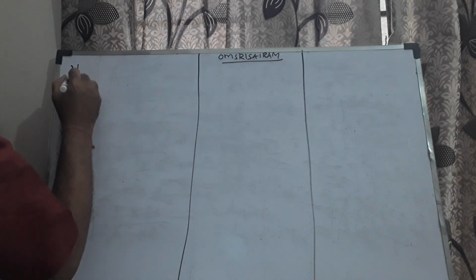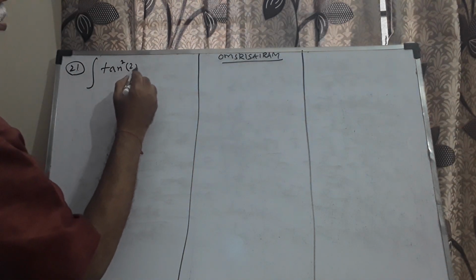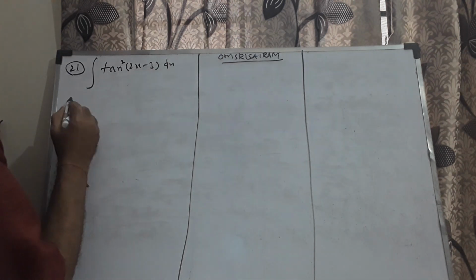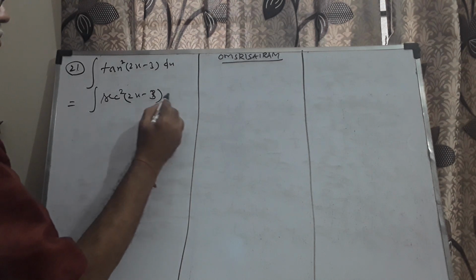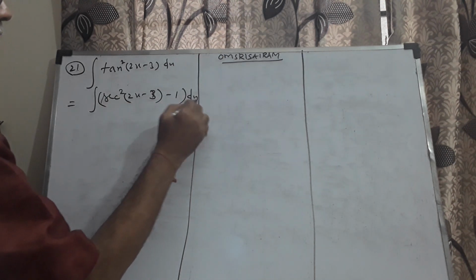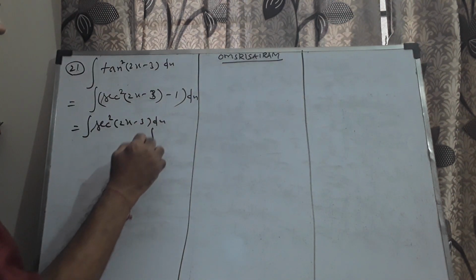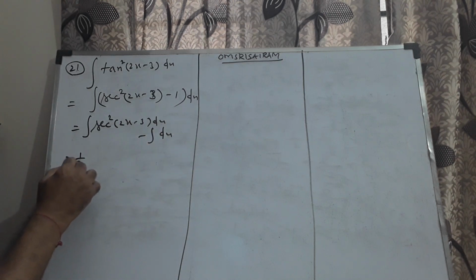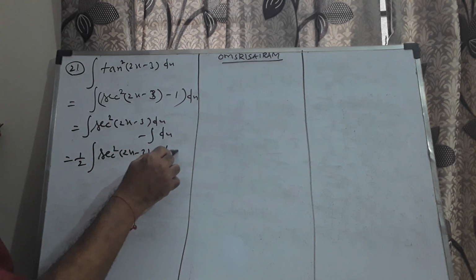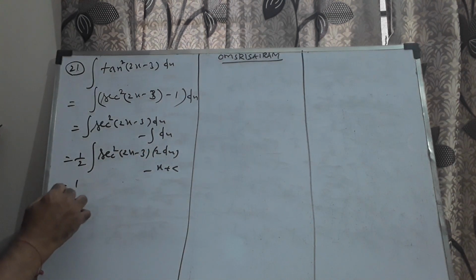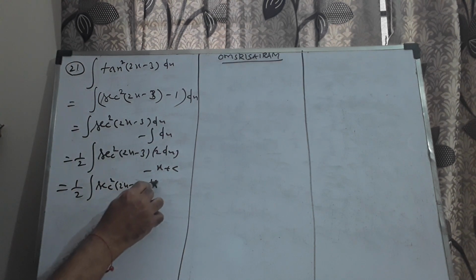The 21st sum goes like this: integral tan square of 2x minus 3 dx. This can be written as secant square of 2x minus 3 minus 1 dx. That can be written as integral secant square of 2x minus 3 dx minus integral dx. Then multiply and divide by 2: secant square of 2x minus 3 into 2 dx, minus x plus c, which will be half integral secant square of 2x minus 3 d of 2x minus 3.